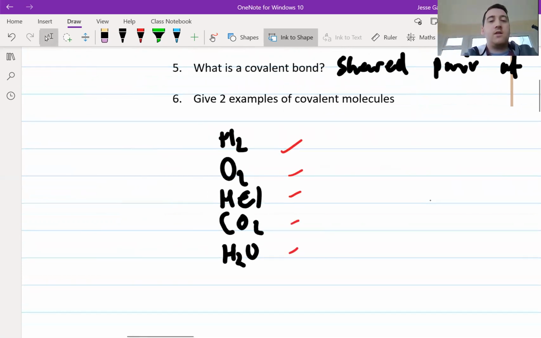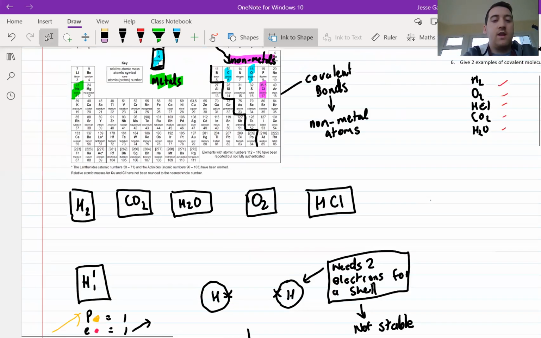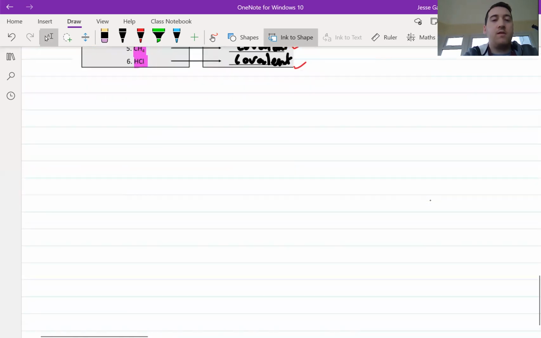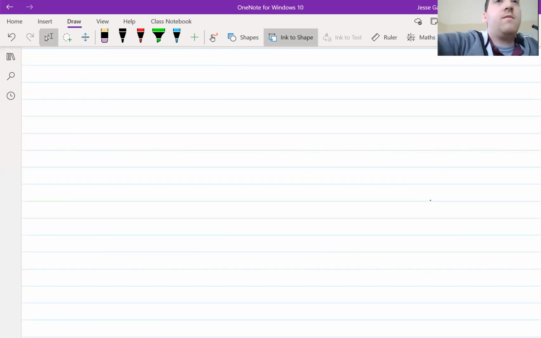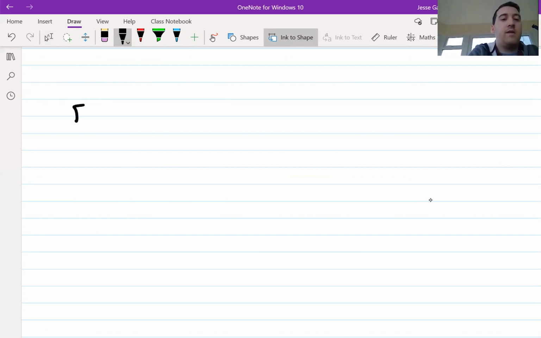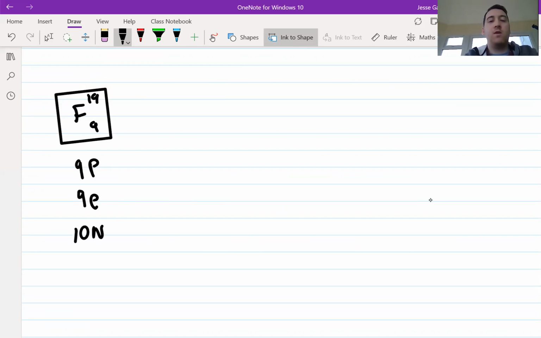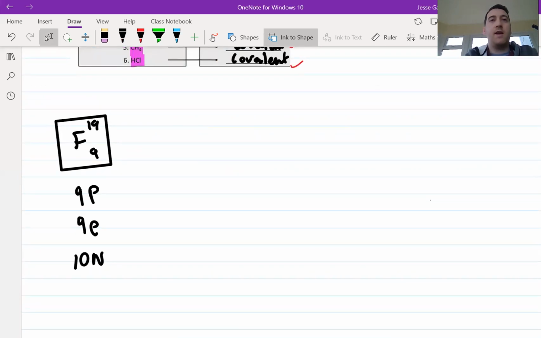All right. We're going to take a look at one that's a little bit more complicated now. So hydrogen was quite easy to follow. Let's look at a little bit more complicated one. Here is fluorine. Fluorine in the periodic table has the numbers 9 and 19. This means it's got 9 protons, 9 electrons, and 10 neutrons. Again, I'm assuming that you guys know how to do that by now. If you don't, you need to go back and watch the video on how we do subatomic calculations.